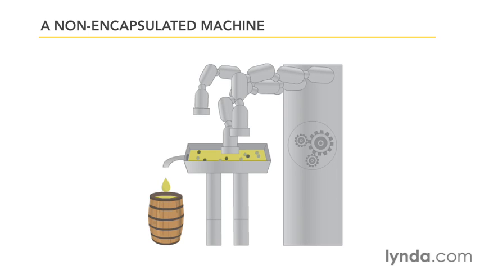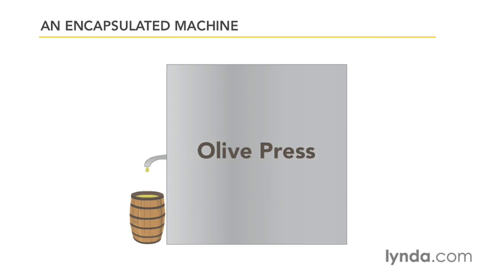So most real industrial machines are encapsulated, and that means that they wrap up their complexity in a big box, and then you can simply add the olives, in the case of an olive press, perhaps press a button, and out comes the olive oil. It's much easier for a new user to understand how to use the olive press. There's still complexity. There's still gears, there's still pressing arms, there's still calculations to be done. But the whole process of getting started with the machine is greatly simplified.